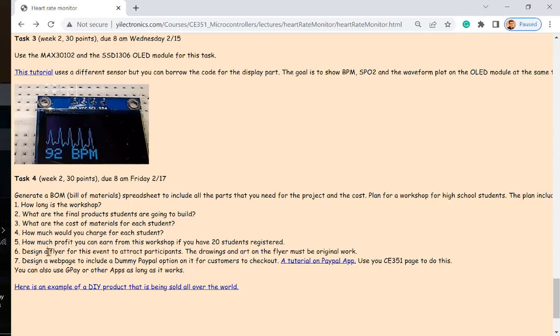And design the flyer, that's the art piece of it. Design the flyer to attract the participants. And the drawing and art on the flyer must be original work. You couldn't just copy and paste.